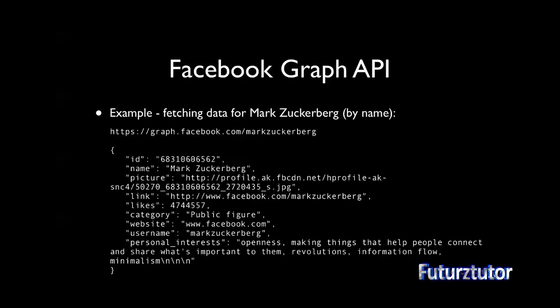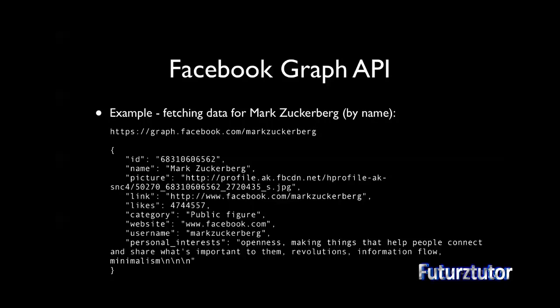If we take a look at one example, and that is the profile information for Mark Zuckerberg, we can actually look at his information by name, using his username, and what we see is the publicly available information returned from his Facebook profile. If we look at the structure of the data returned, we'll see his ID, his name, a URL link to his profile picture, the link to his profile. We'll also see that 4,744,557 people have liked his page, and we'll see various information that he's made publicly available.